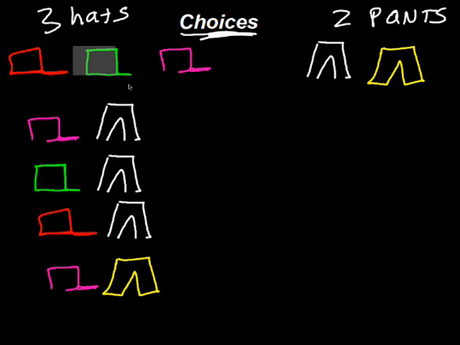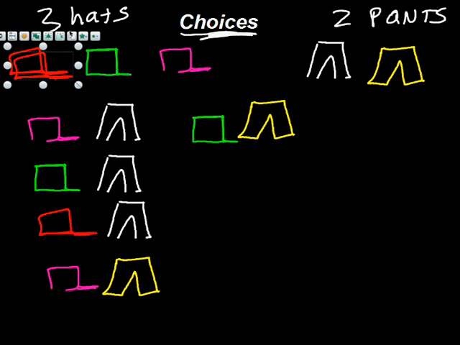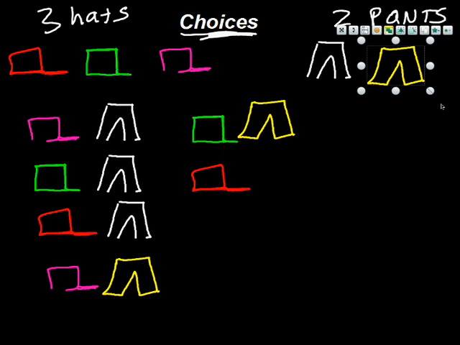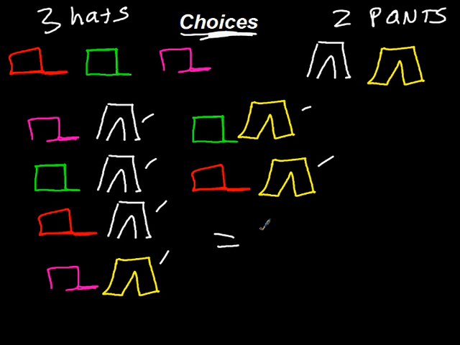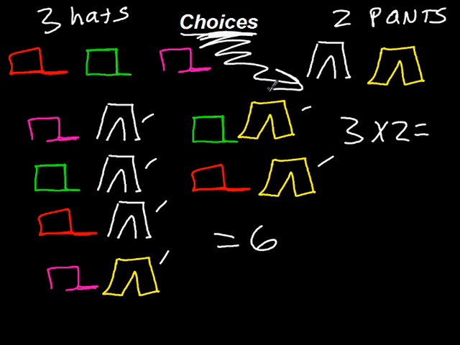I could take my green hat and combine it with yellow pants as well. And I finally can take my red hat and combine it with yellow pants, for a total of 1, 2, 3, 4, 5, 6 different combinations of outfits. What you're going to notice is that we have 3 hats and 2 pants. When we have choices, we're allowed to just multiply the number of choices by the other number of choices, and we got a total of 6.